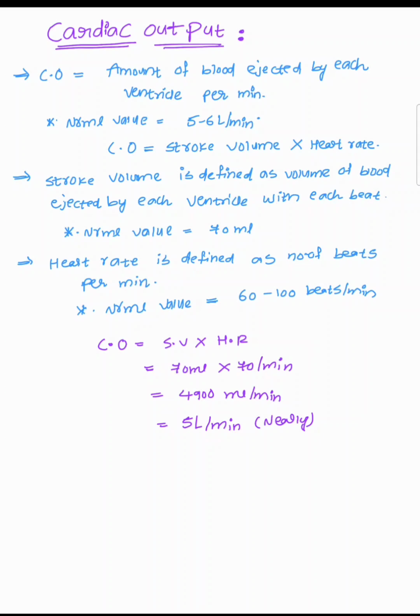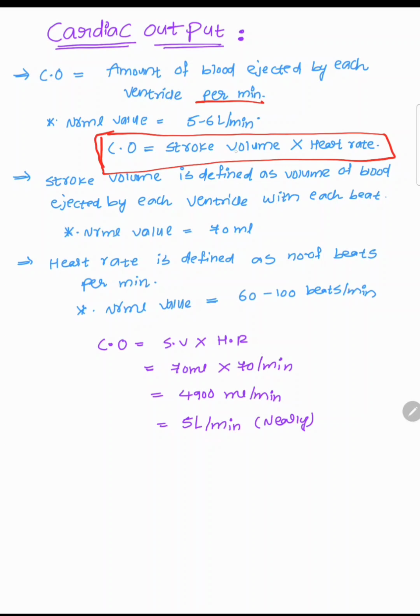Cardiac output is defined as the amount of blood ejected by each ventricle per minute. See, per minute, the amount of blood ejected by each ventricle is defined as the cardiac output. It is normally 5 to 6 liters per minute. Cardiac output is the product of stroke volume into heart rate.